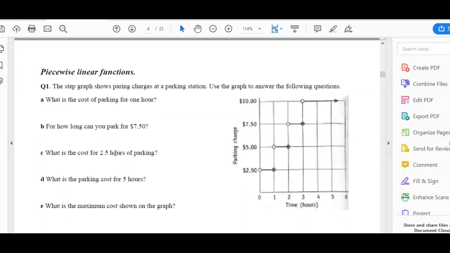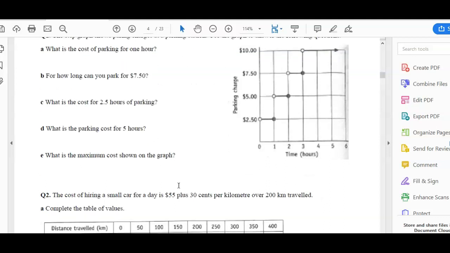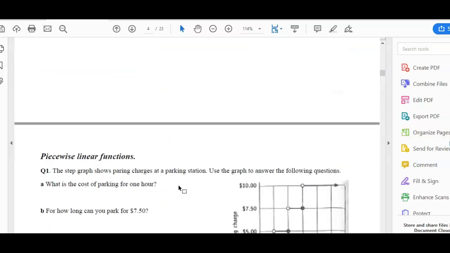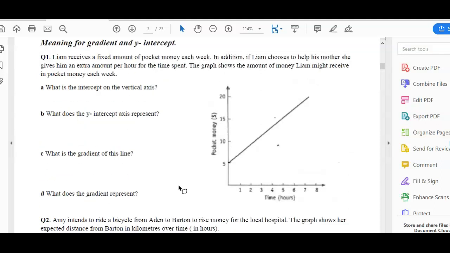Piecewise linear functions. So we've done piecewise, but we didn't do step graphs. Just so you know, step graphs won't be on your assessment task. They're quite interesting, but I just don't have the time to do it today. But I just realized these two, as I scrolled through, will probably be quick to go through, so I might do them as well. So Liam receives a fixed amount of pocket money each week. In addition, if Liam chooses to help his mother, she gives him an extra amount per hour for the time spent.